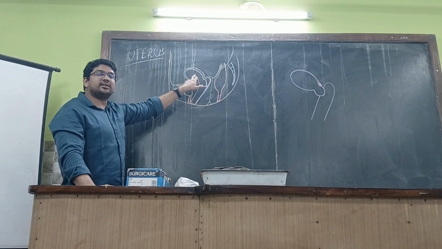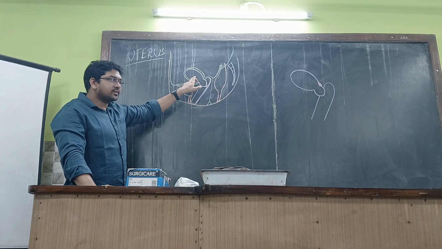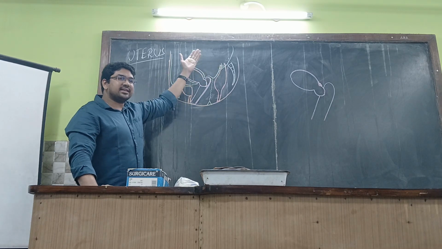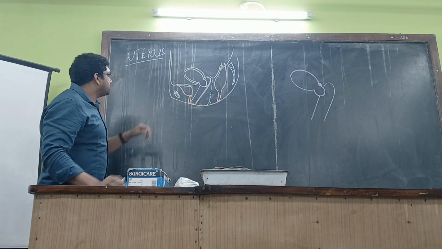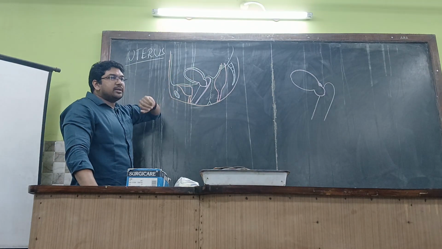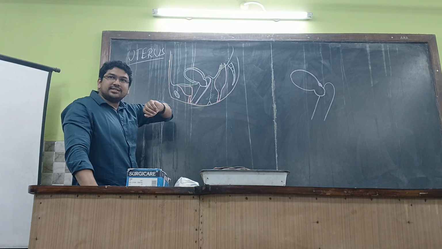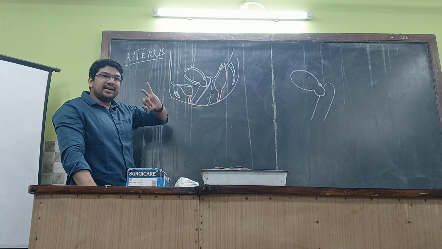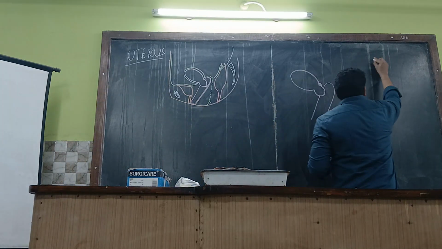The uterus is situated in the pelvic cavity, is it or not? And lined on either side, above and below, by the peritoneum. Okay, we'll see that later. First of all, how many parts does the uterus have? Fundus, body and cervix. Okay, a total of 3 parts of the uterus will be present.